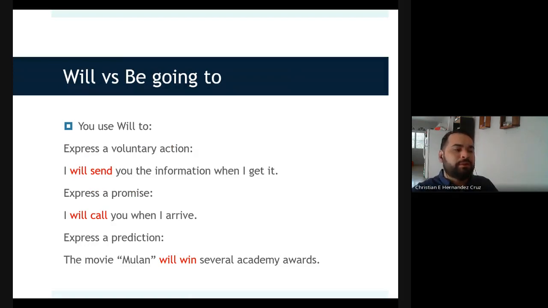All right, so how do we know when to use will or when to use be going to? You use will to express a voluntary action. For example, I will send you the information when I get it. You can also use will to express a promise. I will call you when I arrive. Or you can also use will to express a prediction. The movie Mulan, of course, the new one that came out on Disney Plus, will win several Academy Awards.